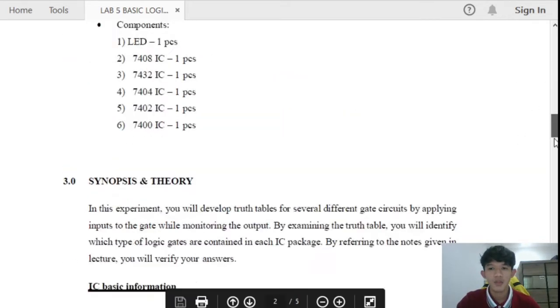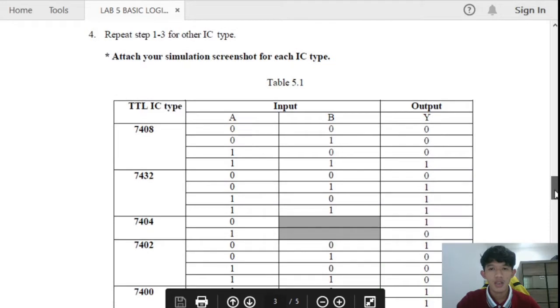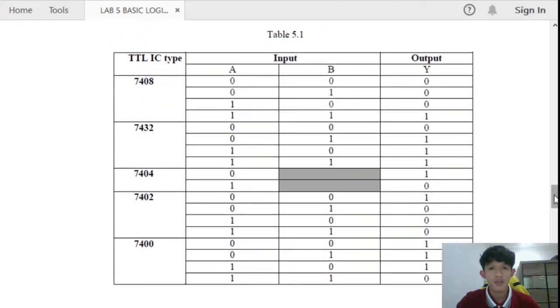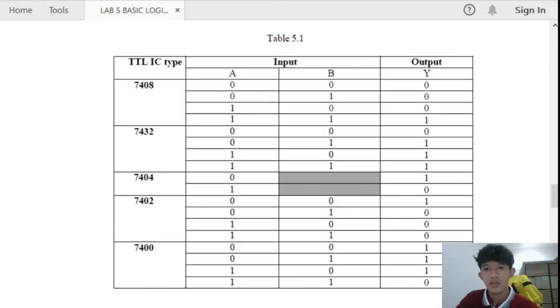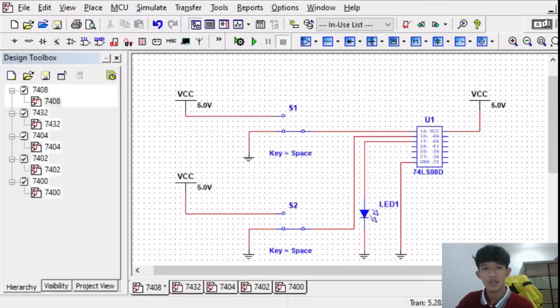So in this experiment, for part A, we are given 5 types of IC, which are 7408, 7432, 7404, 7402, and 7400. So we will use our Multisim software to detect the operation of logic gates.